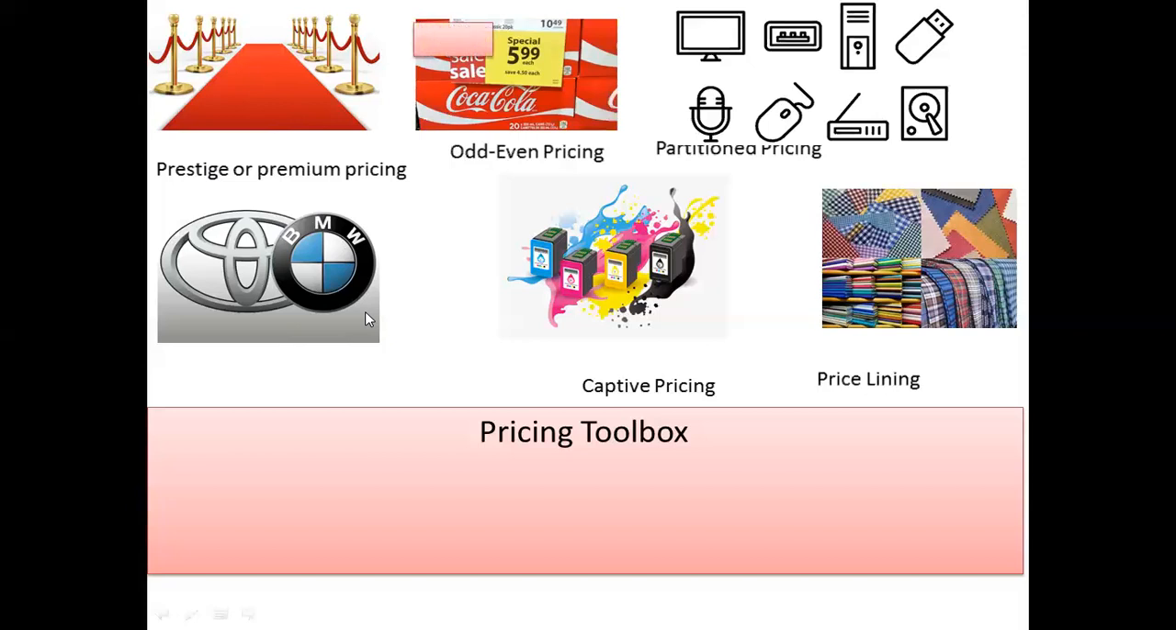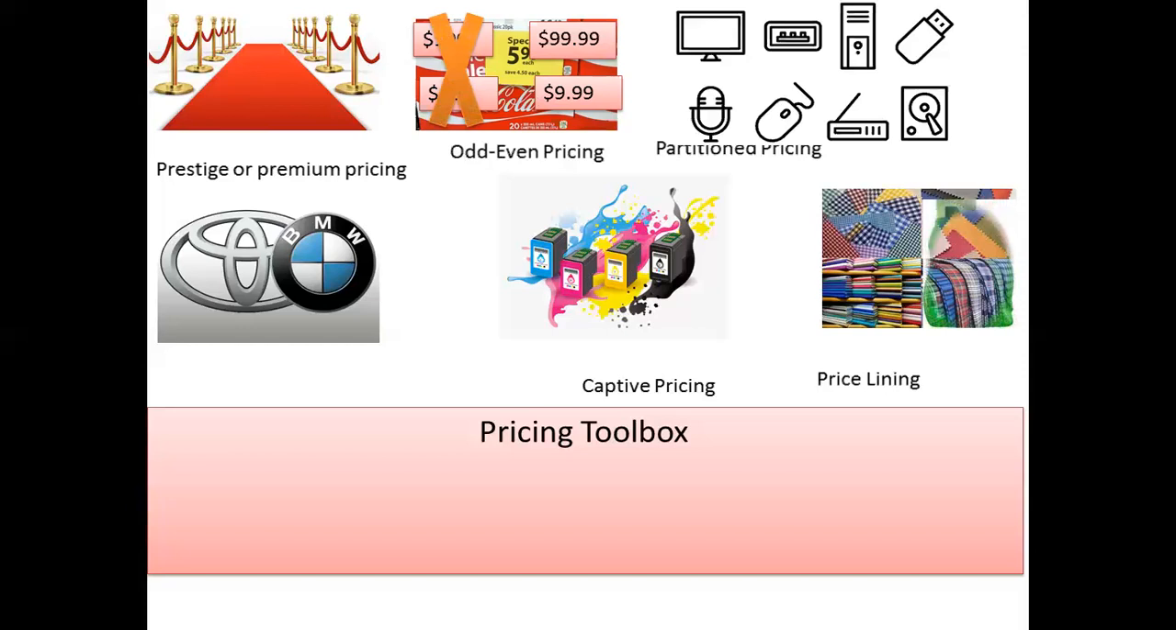Then we have the odd even pricing. Numbers that are a multiple of 10 are a psychological hurdle for the buyers. So $99.99 seems way lower as compared to $100. Similarly, $9.99 is perceived by the customer as far less when compared to $10. Most of the time we see pricing done like this. This is odd even pricing. Then we have the partition pricing.